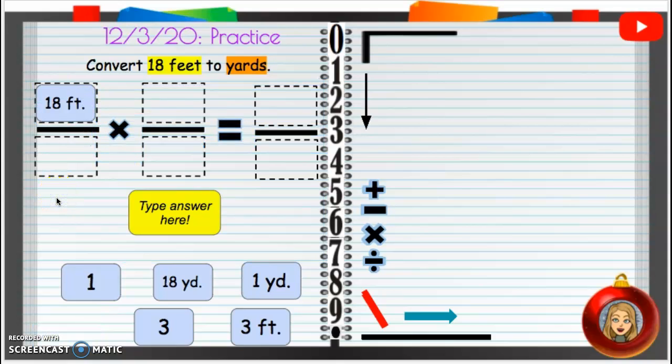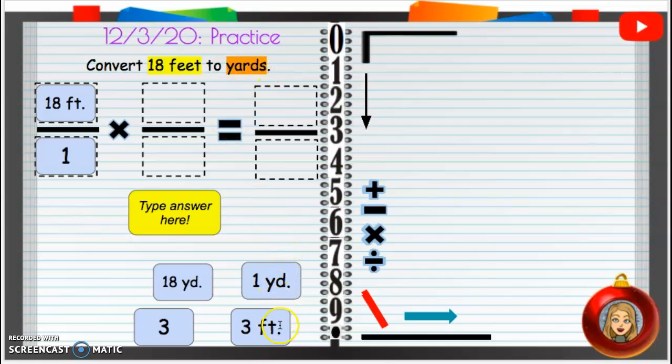All right, now, when we have 18 feet, we are going to put this over 1. So 18 feet over 1 just means 18 feet. Now we're going to multiply. Remember, we want to try to get rid of this feet, so we need to put feet down here. So if we put feet down here, we're trying to get it to yards.